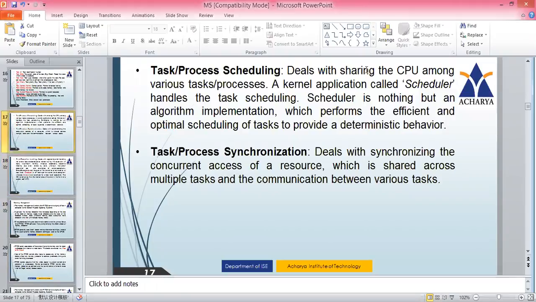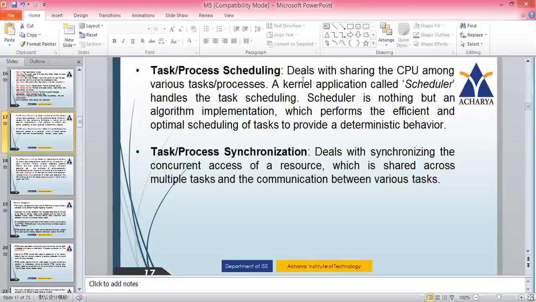It deals with sharing the CPU among various tasks or processes. So the CPU is shared among various processes. So henceforth, we make use of a scheduler which handles each one of them. So scheduler is nothing but an algorithm implementation. It is a program which performs an efficient way of handling the task to provide a deterministic behavior.